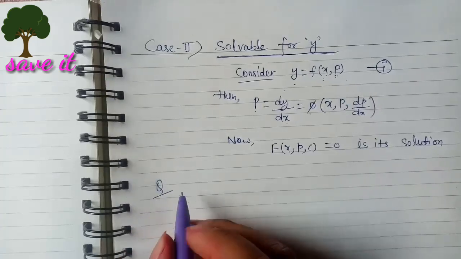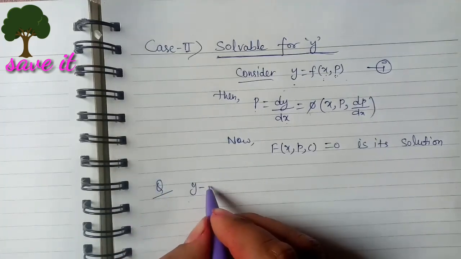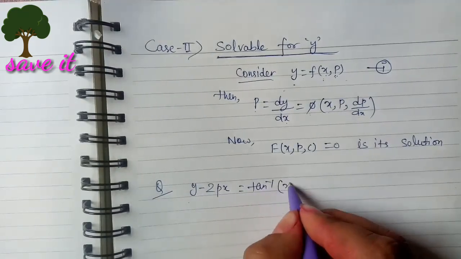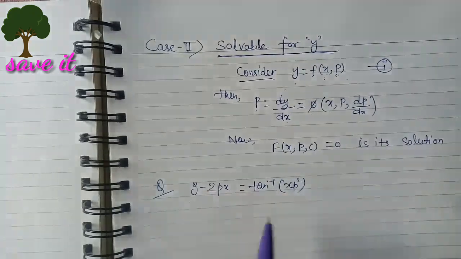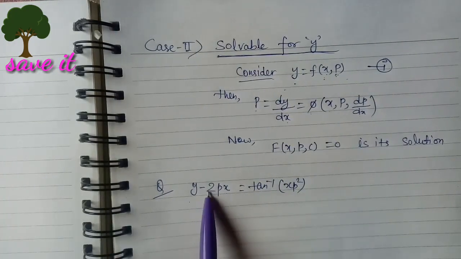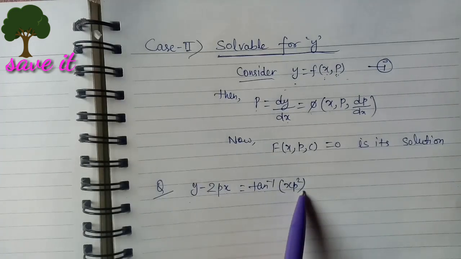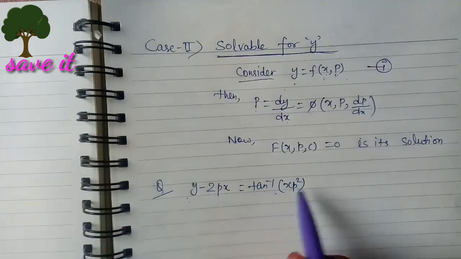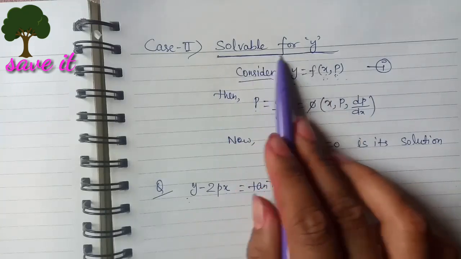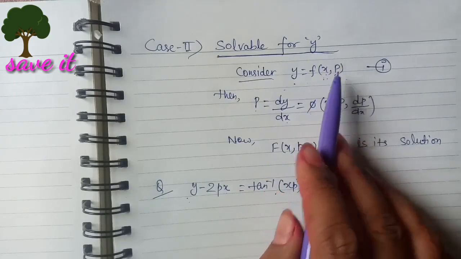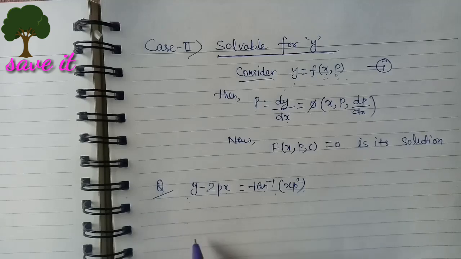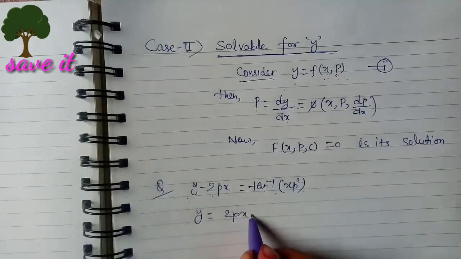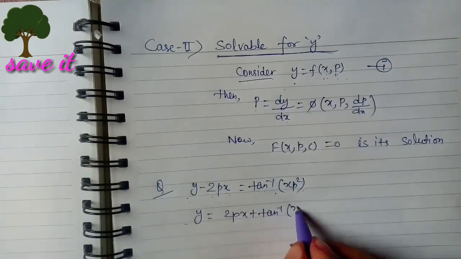Say the question is y minus 2px is equal to tan inverse xp square. We can see y is equal to 2px plus tan inverse xp square, which is a function of x and p. So this equation is a function of x and p, so we will solve by solvable for y. Now what we do, we write it in this way, taking 2px to the right side. So y equals 2px plus tan inverse xp square.